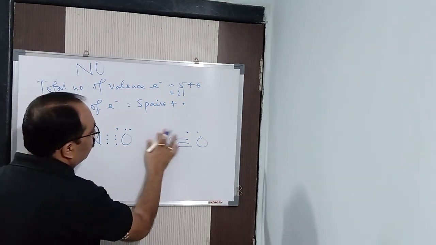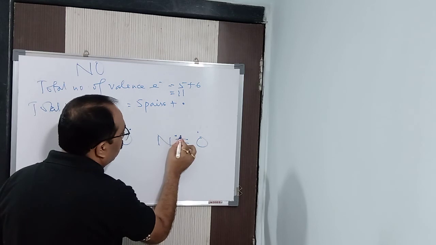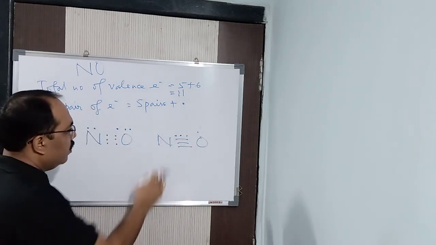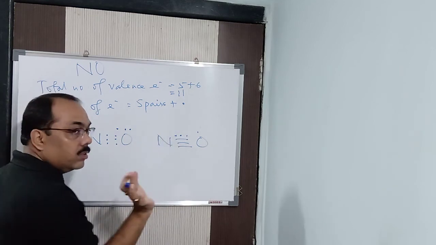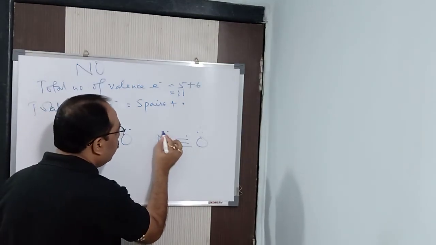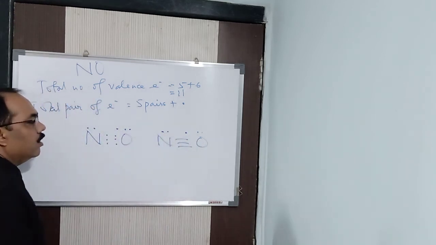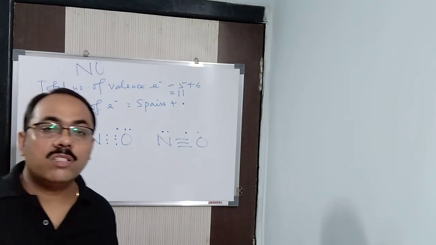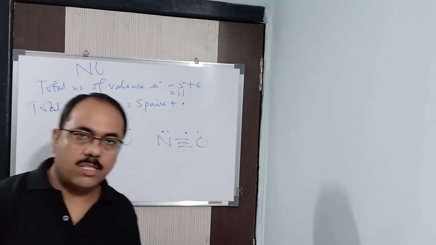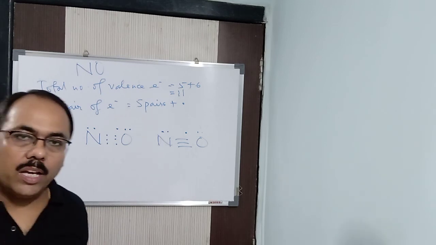You can see in certain books it is written in this manner also, this and this. No problem. Why? Because these two come from nitrogen. Don't worry about it, but I will say you write in this way so that you will not be confused. It is straightforward. So this is the structure of nitric oxide, the Lewis dot diagram, but it has limitations. Understood? So you now know how to draw the Lewis dot diagram.